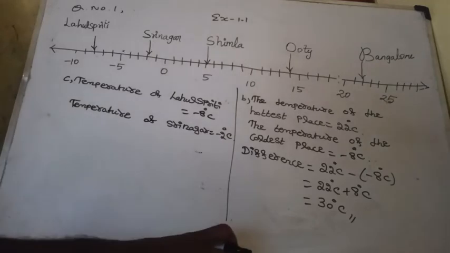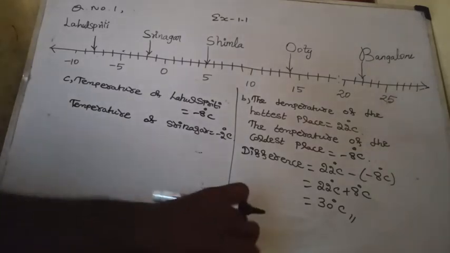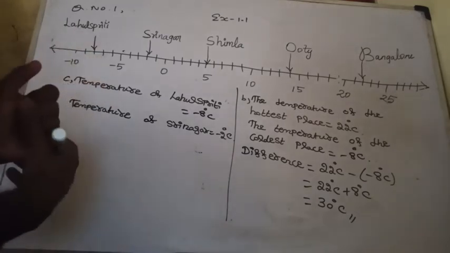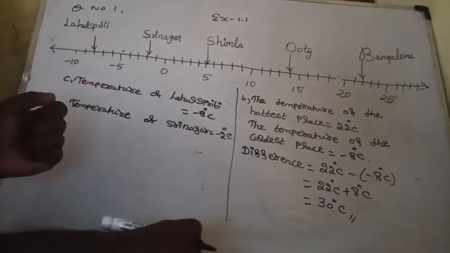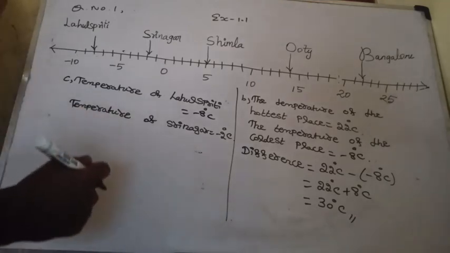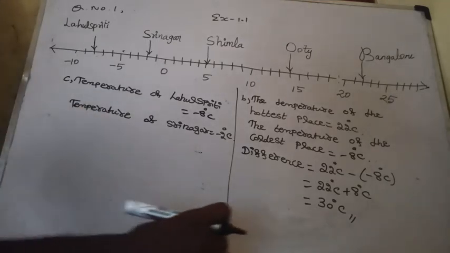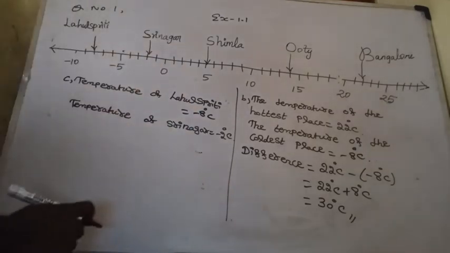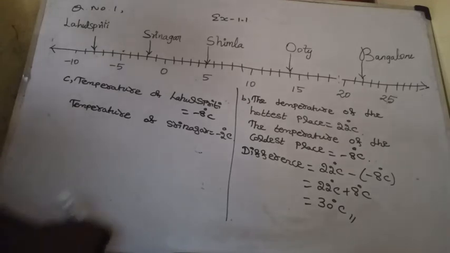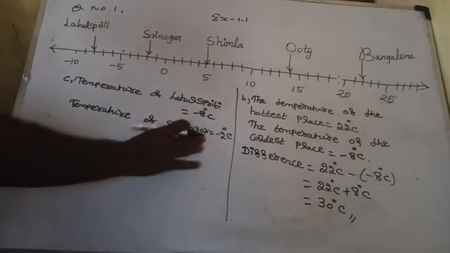Minus 2 degrees Celsius. Now, my question is, what is the temperature difference between Lahul Spiti and Srinagar? Okay dear. Now, here which one is the greatest integer? Minus 8 is the greatest integer or minus 2 is the greatest integer?